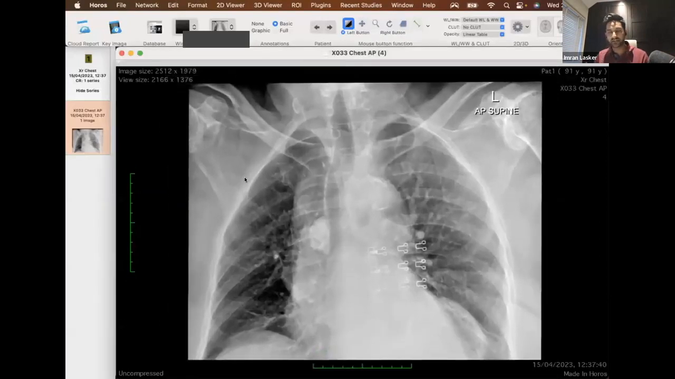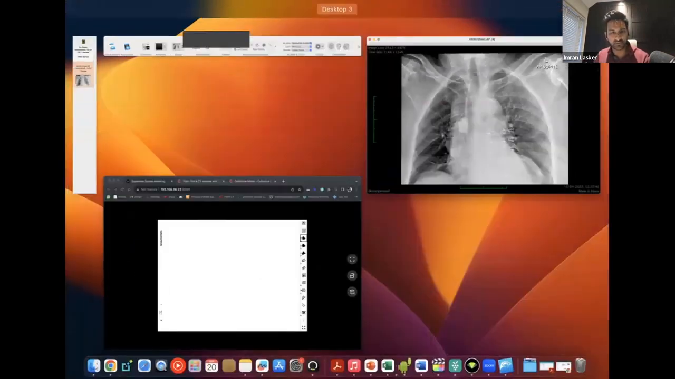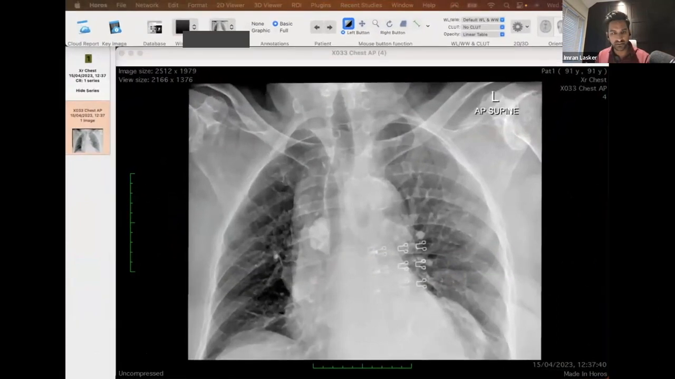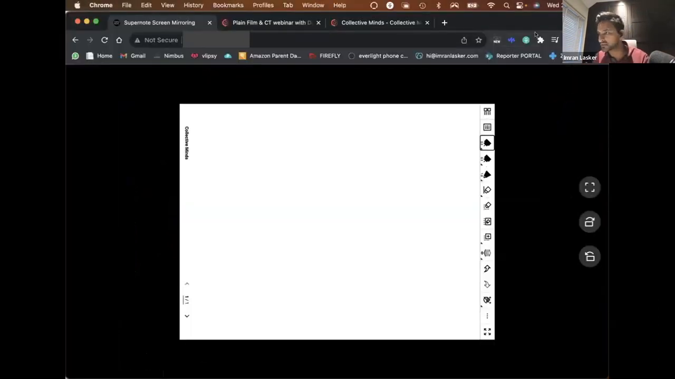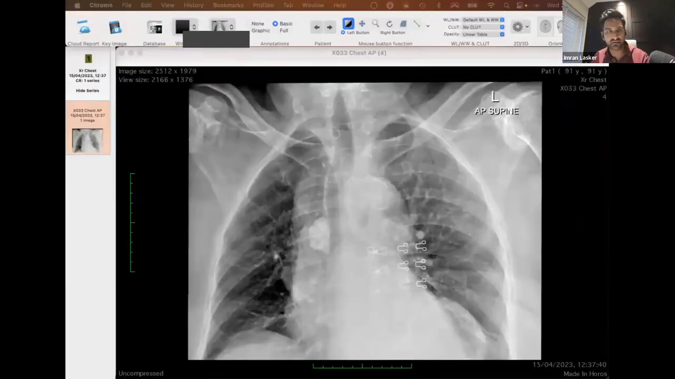Right, so let's have a look at this one and see what people think. Please feel free to throw in your answers. Tell me what you think is going on. And what do we think? So this is an adult patient. I think they look like they're slightly rotated, don't they?